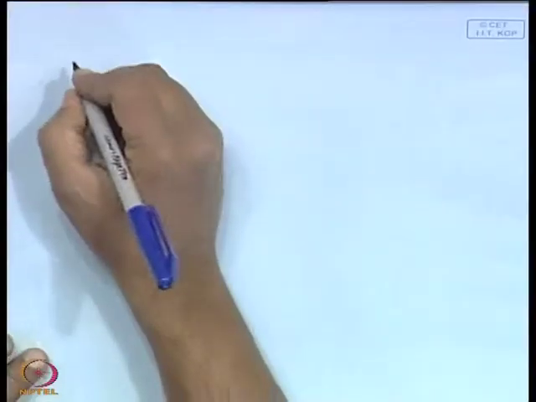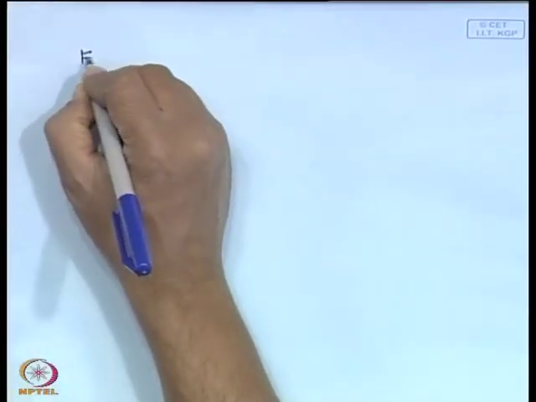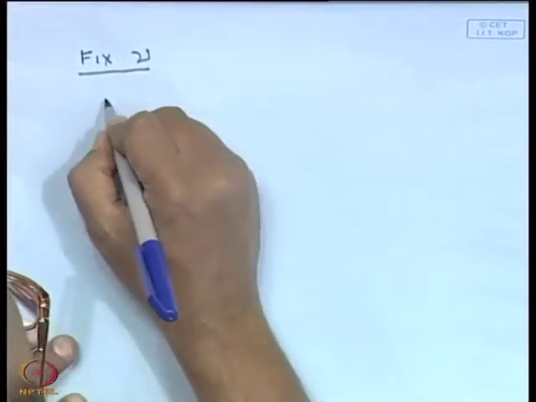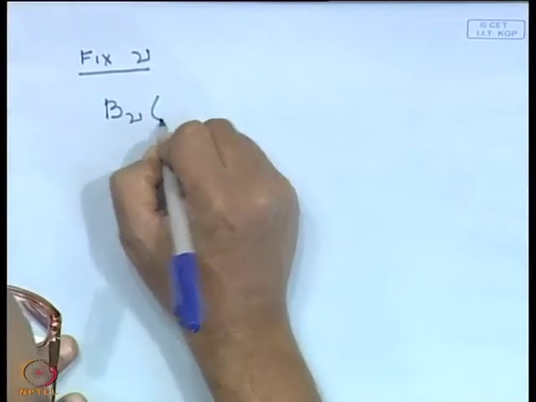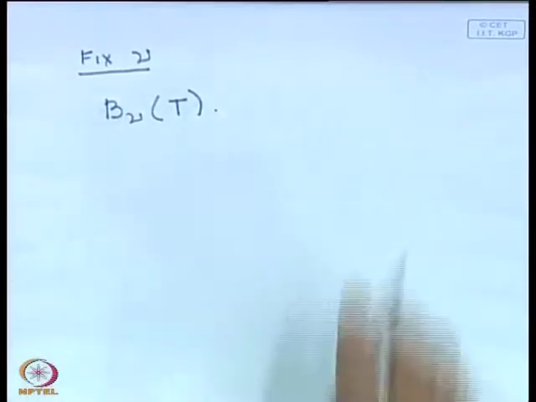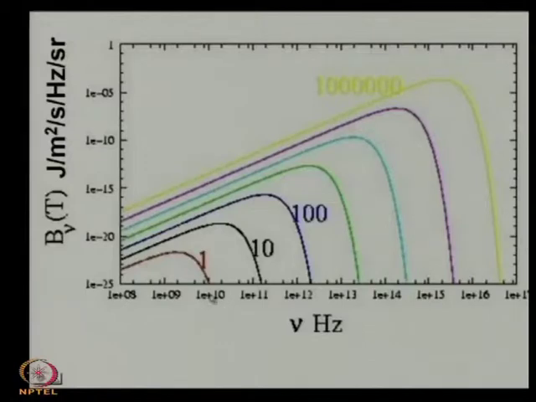Okay. Before we come to this, let us ask the question, what happens if I fix the temperature? So, if I fix the temperature and look at a fixed frequency, if I fix nu and look at B_nu as a function of T. Okay. So, I am at a fixed frequency. Let us say I look at this point over here, which is 10 to the power 10 hertz, and vary the temperature, increase the temperature.